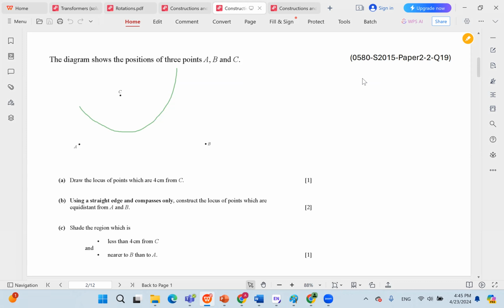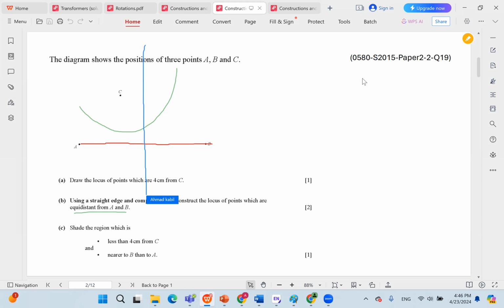In B, we are told, using a straight edge and compass only, construct the locus of points which are equidistant from A and B. So equidistant from A and B means that we have segment AB like this, and we want a line on which all the points are at an equal distance from A and B. This is the definition of a perpendicular bisector. So we are going to draw a perpendicular bisector looking something like this.